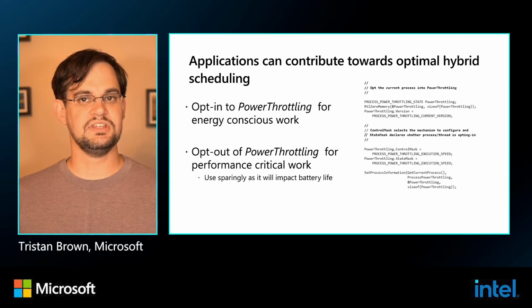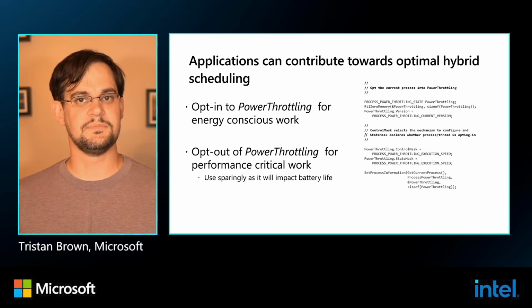Applications can also opt individual threads into power throttling if they have background work running in the same process as their user interface. Threads which contribute to user responsiveness, such as UI threads or real-time virus scanner threads, are not good candidates for opting into power throttling.